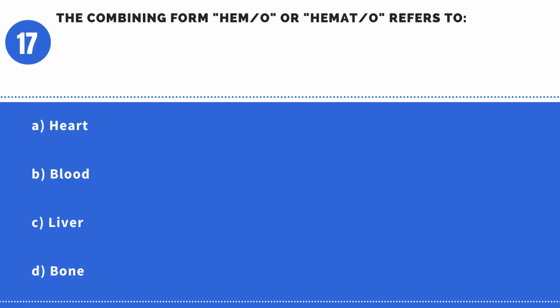Question 17. The combining form hem/o or hemat/o refers to A. Heart. B. Blood. C. Liver. D. Bone.